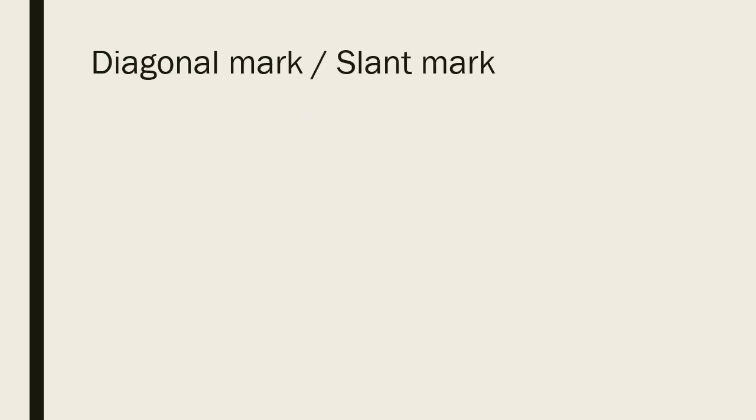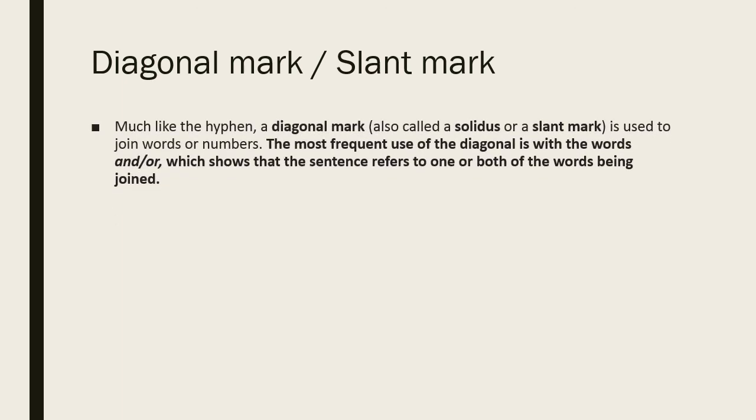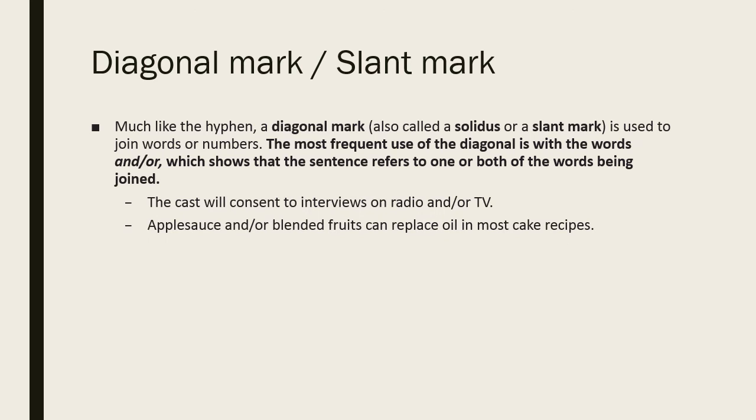Now let's come to the diagonal mark or the slant mark. Much like the hyphen, a diagonal mark is used to join words or numbers. The most frequent use of the diagonal is with the words and/or, which shows the sentence refers to one or both of the words being joined. The cast will consent to interviews on radio and/or TV, where we are using a slant mark between and or, which means that it could be on radio or it could be on TV. Applesauce and/or blended fruits can replace oil in most cake recipes. So either applesauce or blended fruits, and we are using a slant mark to denote it between and or.